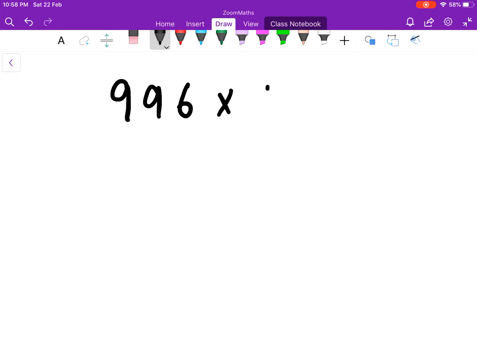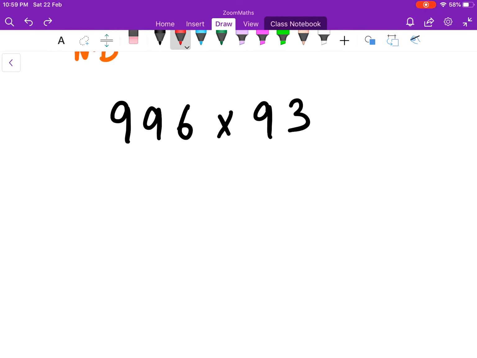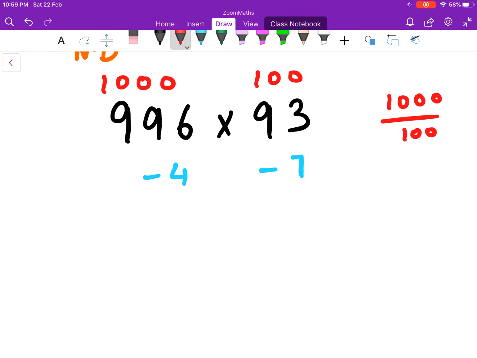Next number, 996 into 93. So first we write the bases. What are the bases over here? 1000 and over here 100. What are the deviations we have? Deviations are -4 and -7. Now what is the ratio? Ratio is nothing but the new bases, 1000 by 100. So the ratio is equal to 10.